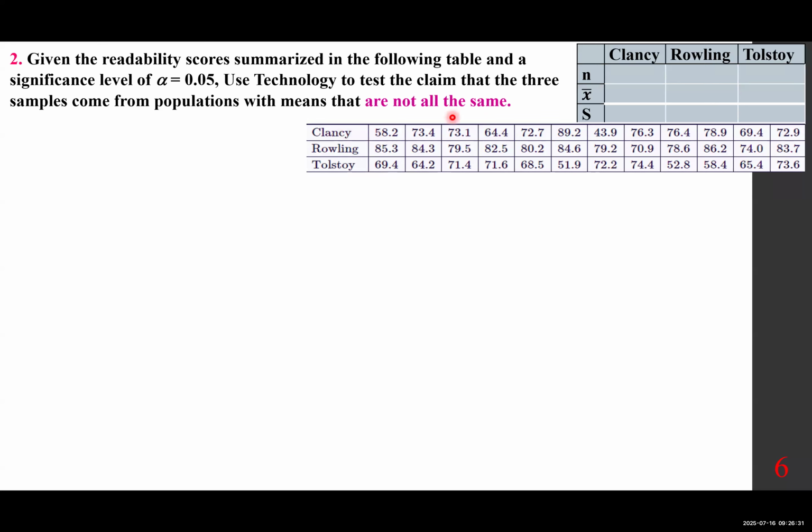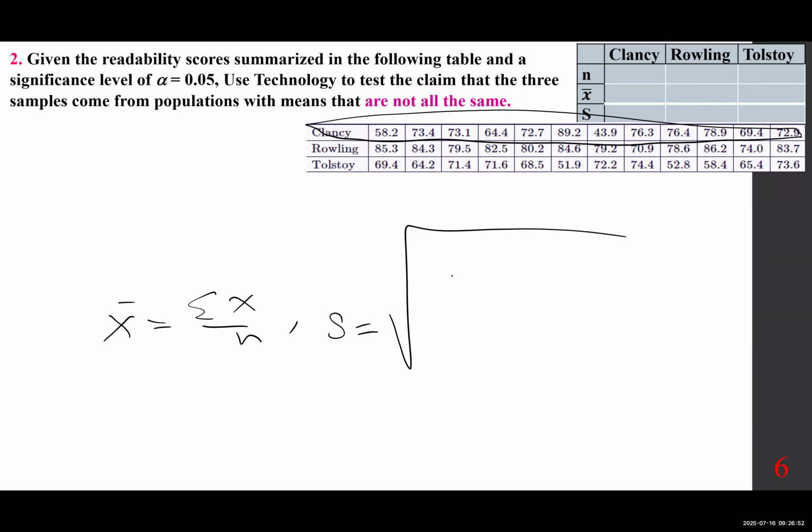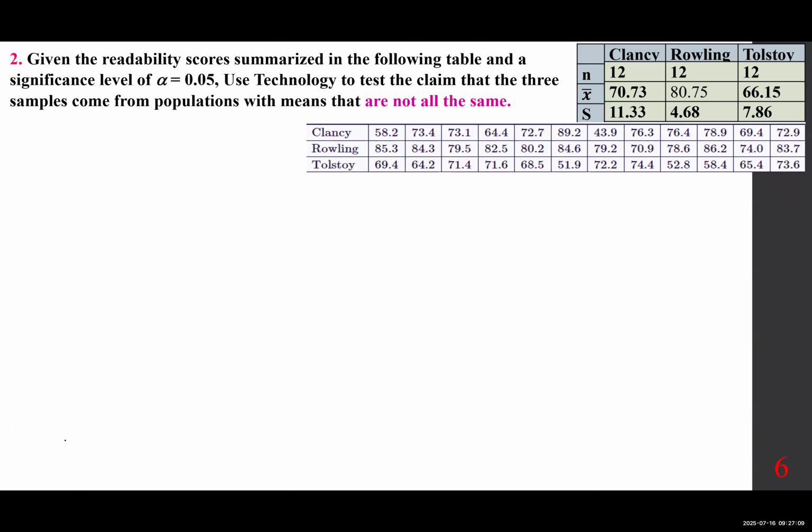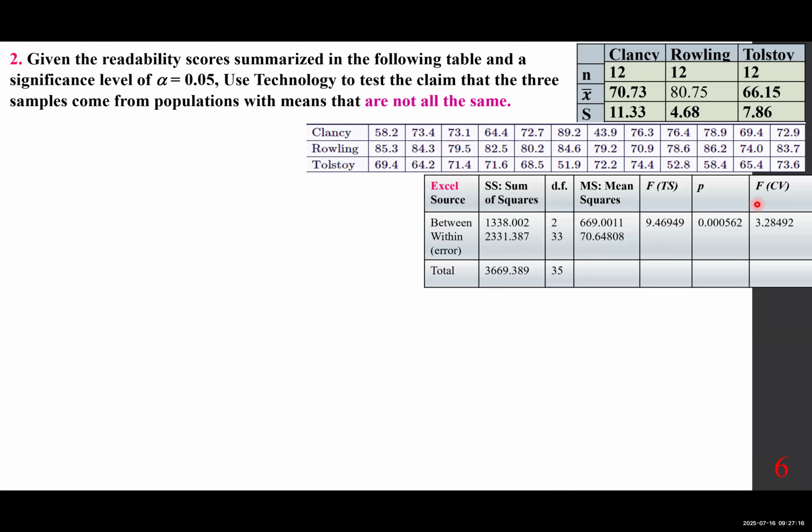So to find the X bar, let me just write the formulas again, reminding you. For the X bar, summation of X over N. So for example, for Clancy, you add those and you divide by 12. And of course, S would be the square root of X minus X bar quantity squared over N minus 1. So you calculate those for each case. Now, you put that into some sort of technology, for example, Excel, and you run that, and it gives you a table similar to what we saw there.